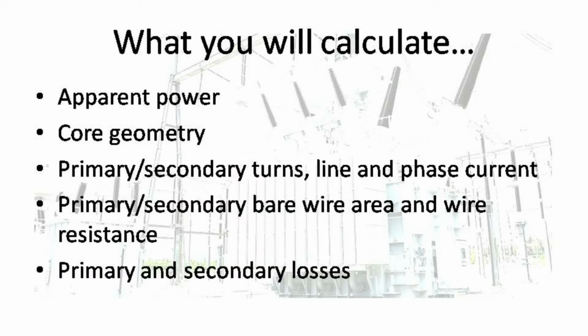So now, what are we going to go over in this video? Well, in this video, we will calculate the apparent power, finding out the core geometry, finding out primary and secondary turns, as well as line and phase current. We're also going to calculate the primary and secondary bare wire area and wire resistance, as well as looking at primary and secondary losses.